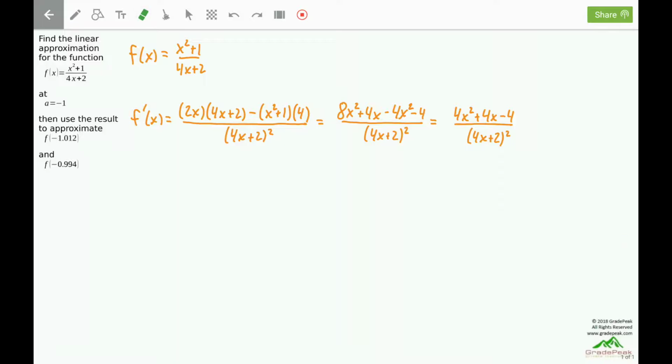The next thing to do is evaluate f at the a value of negative 1. So f of negative 1 will be (negative 1 squared plus 1) all over (4 times negative 1 plus 2). Negative 1 squared is 1, plus 1, over 4 times negative 1 is a negative 4, plus 2. 1 plus 1 comes out to a 2, and a negative 4 plus 2 comes out to a negative 2. 2 divided by negative 2 is a negative 1.